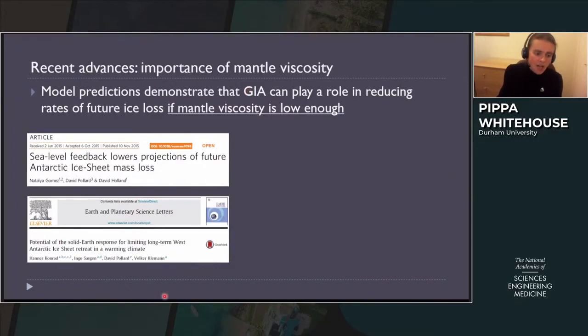There's a couple of papers from 2015 now, where the authors ran projections into the future where ice sheet dynamics was coupled to GIA processes. And they demonstrated that if we include both the feedbacks, but especially the feedbacks where the mantle viscosity is very low and that rebound kicks in very quickly, then we can limit the rates and maximum amount of ice loss in the future. These are very much proof of concept, asking the question of can this process help?